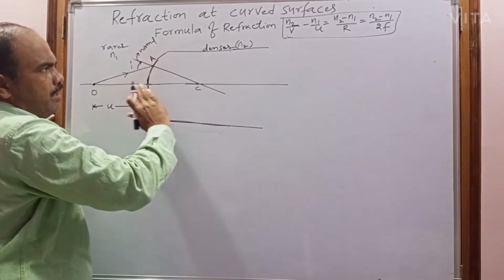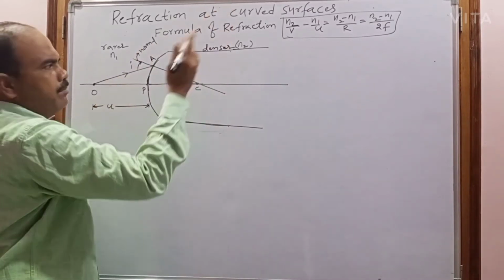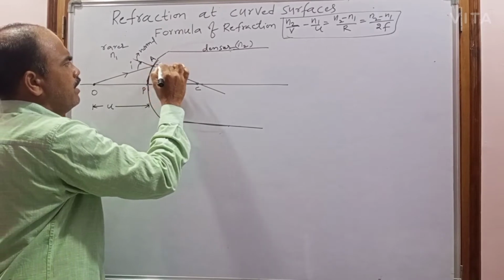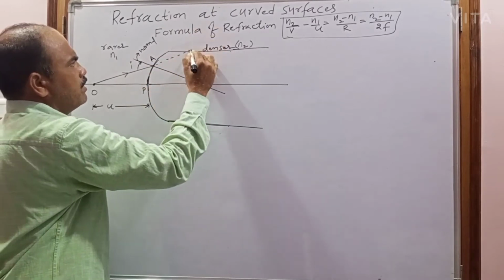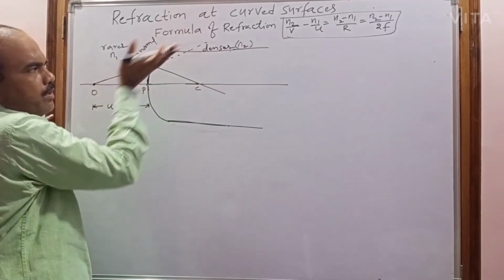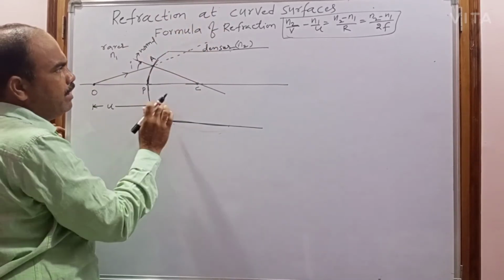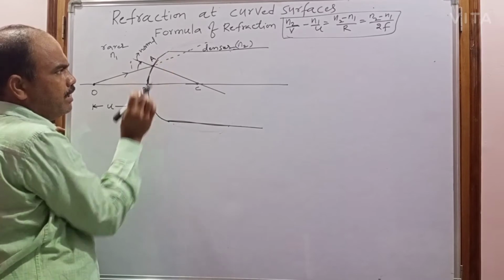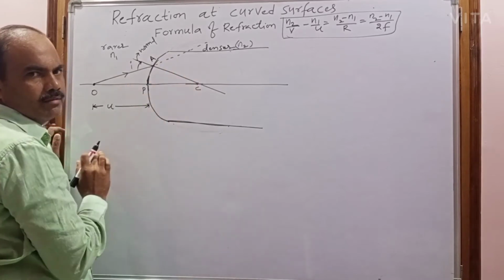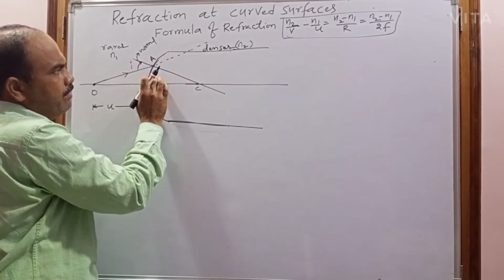But if there is no denser medium, only rarer medium, what happens? The light ray travels along the same straight line path. This is the same straight line. It will continue along the same straight line path. But what happens when it reaches this point A? The medium is changing. So which medium is there here?